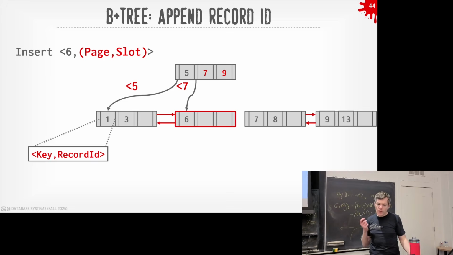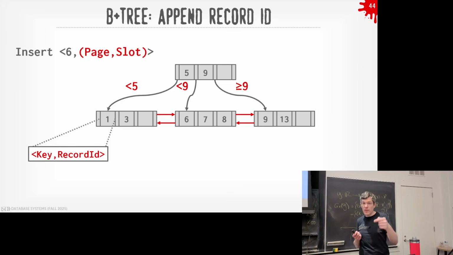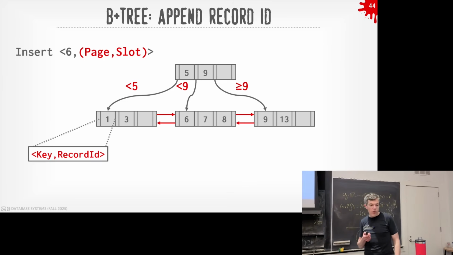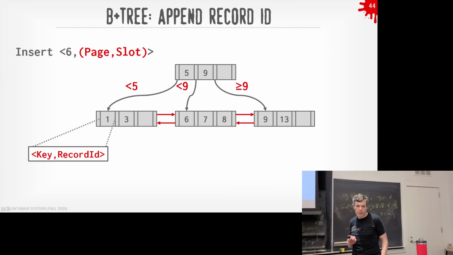The question is, for this one here, because 6 already existed, am I only inserting the page number and the slot number and the new key I'm inserting, or all the keys? It has to be all the keys. Okay, the question is, do you change the B+Tree for all the keys? Yes. Postgres does this. Most systems have to do this.